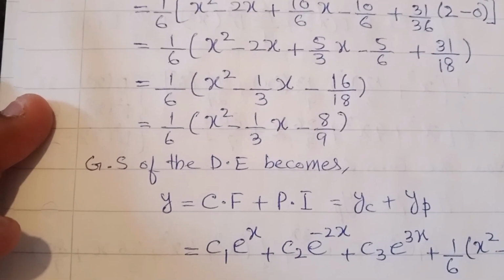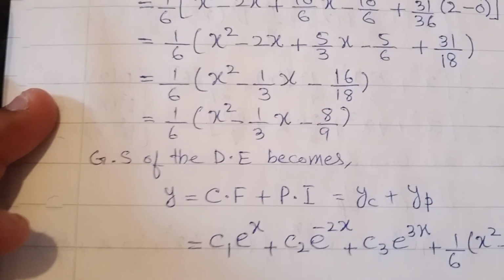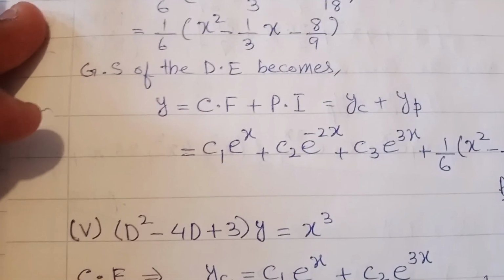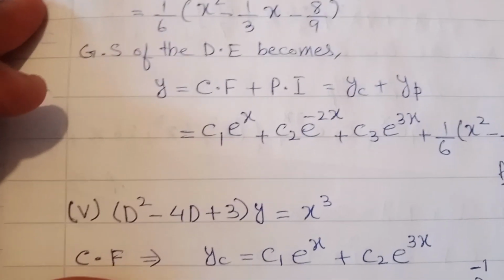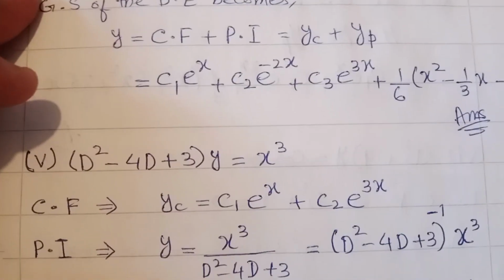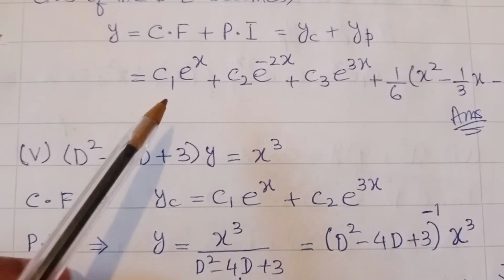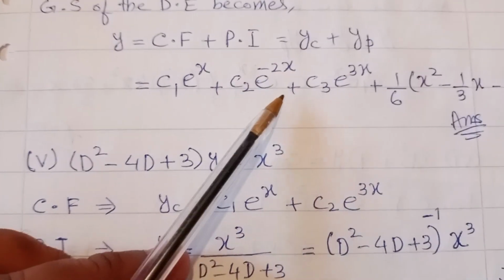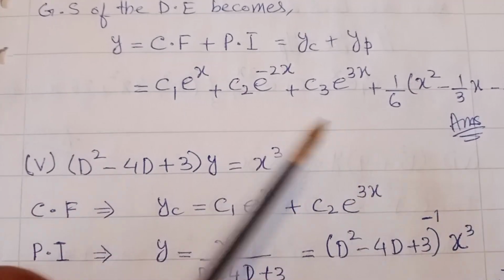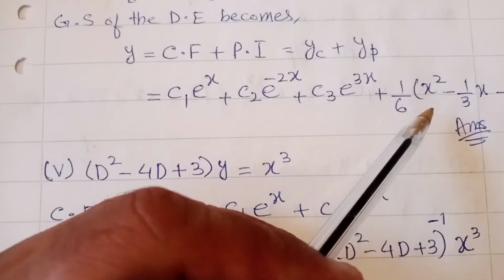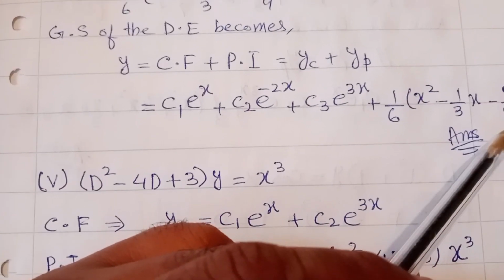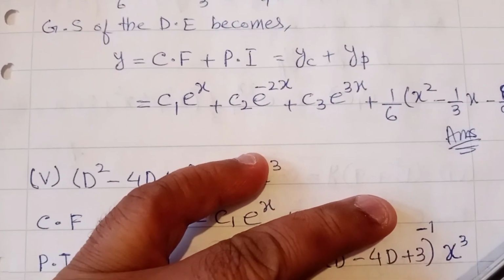now we can write the entire solution of the differential equation. That would be y is equal to CF plus PI, that is yc plus yp, and yc is c1 exponential x plus c2 exponential minus 2x plus c3 exponential 3x plus 1 upon 6 x square minus 1 upon 3 x minus 8 upon 9. So I will stop my solution here.